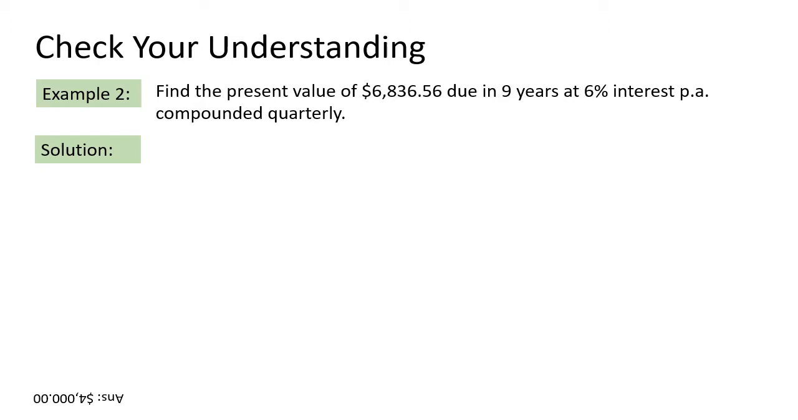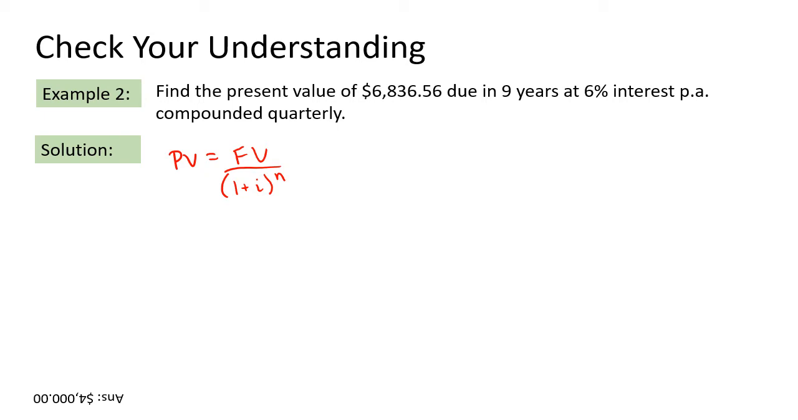So let's look at another example. Find the present value of $6,836.56 due in 9 years, at 6% interest per annum, remember, that's yearly, compounded quarterly. So we start with our formula. Present value is equal to our future value divided by 1 plus I raised to the exponent n.